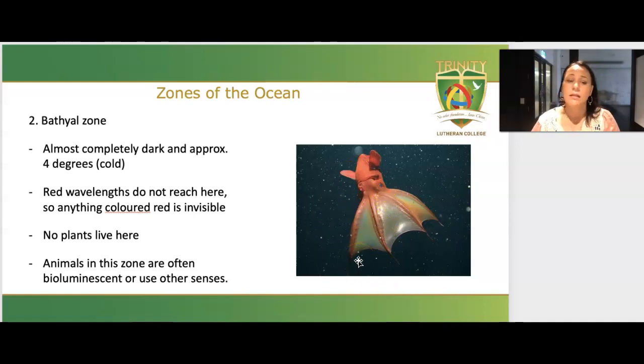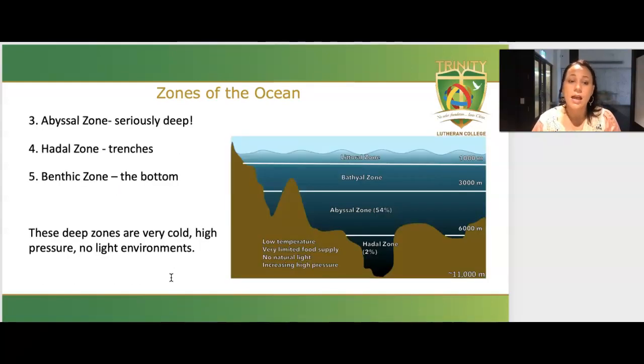Because there's very little light, you don't get plants in this zone, just animals. Animals in this zone are often bioluminescent, or they use other senses in order to get around and navigate because there's so little light in this zone. The last three zones, the abyssal, the hadal, and the benthic zone, are incredibly deep, very high pressure, and have no natural light at all, completely black.